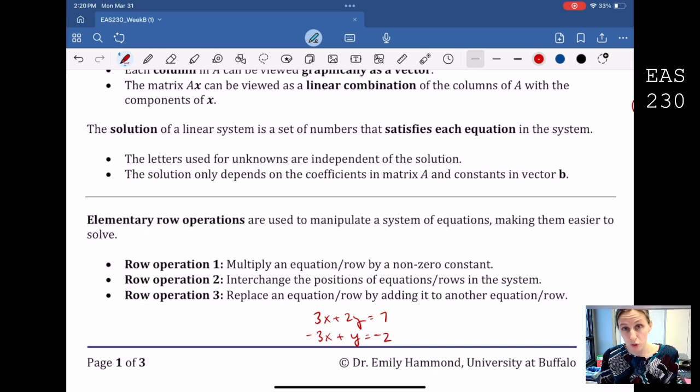This is what we are going to be doing this week. But in order to do those steps, we need to understand how we can manipulate these equations before we add them together. So elementary row operations, these are the set of rules that we can use in order to manipulate a system of equations to make it easier to solve. So my first row operation, RO1, we can multiply an equation by a constant.